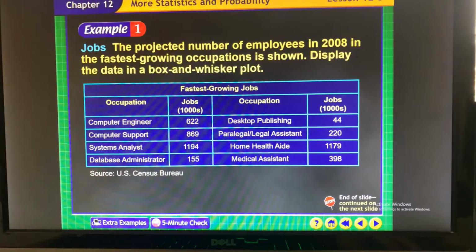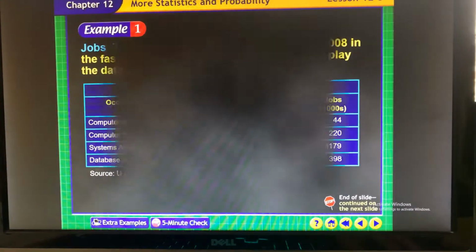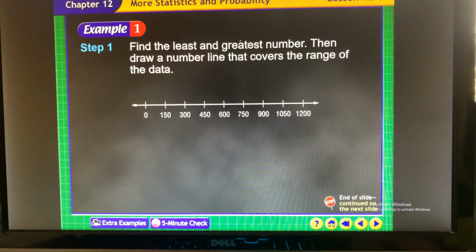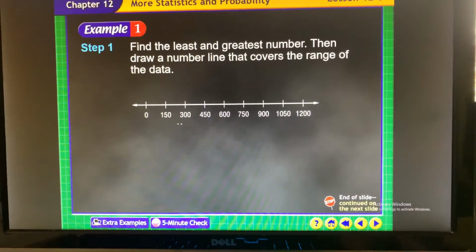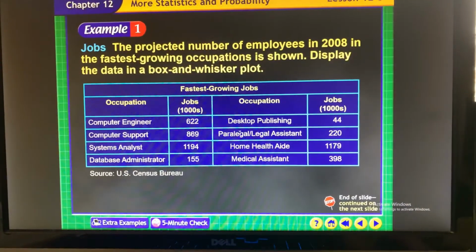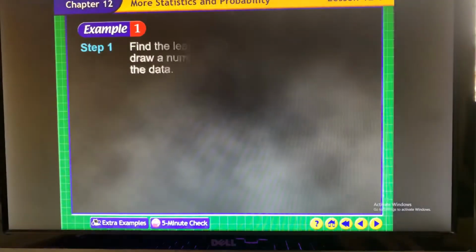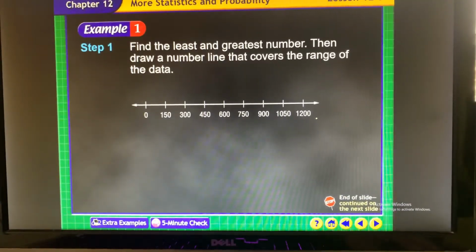So what you're going to need to find is a series of things. First, you need to get your number line. How did I know how to increment it? It's entirely up to you. The smallest value is 44, and the largest value is 1,194. So you knew your number line was going to have to vary. Otherwise, it would be super, super long.